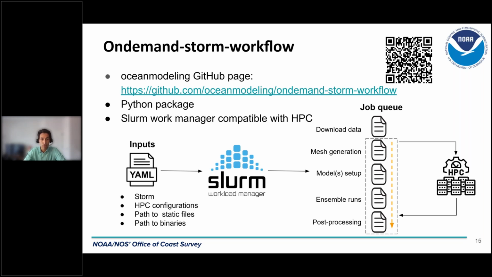The workflow reads an input YAML file that defines a storm, HPC configuration, and paths to files such as fine and coarse mesh, and hydrodynamic modeling binary files. Then it generates job queues for sequences of the workflow, starting from downloading storm data up to the post-processing step. Next slide, please.